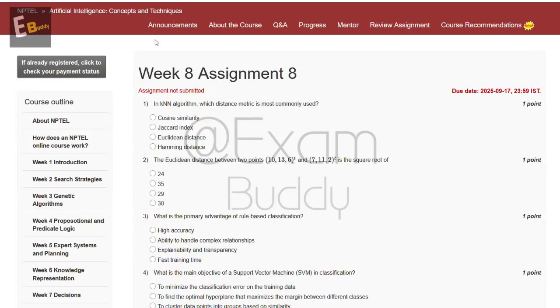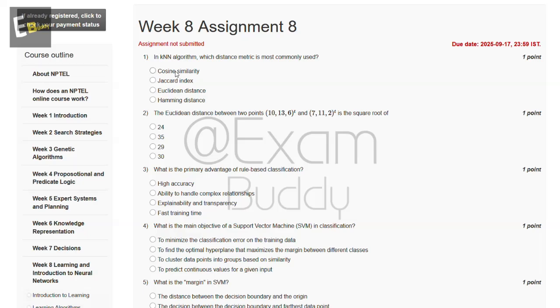Now let's do our assignment Artificial Intelligence Concept and Techniques Week 8 Assignment 8. So the first question is in KNN algorithm, which distance metric is most commonly used? So these are the options and the answer of our first question is C, Euclidean distance.